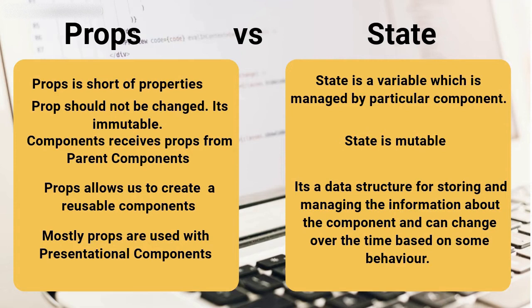Now let's see some concepts of state. State is a variable which is managed by a particular component. State is mutable, hence we can change the value in the state. It's a data structure for storing and managing information about the component, and it can change over time based on some behavior or inputs given by the user. Let's see some examples of state and props.